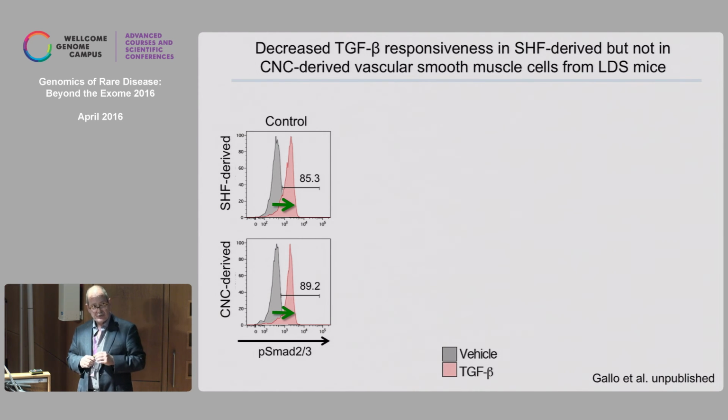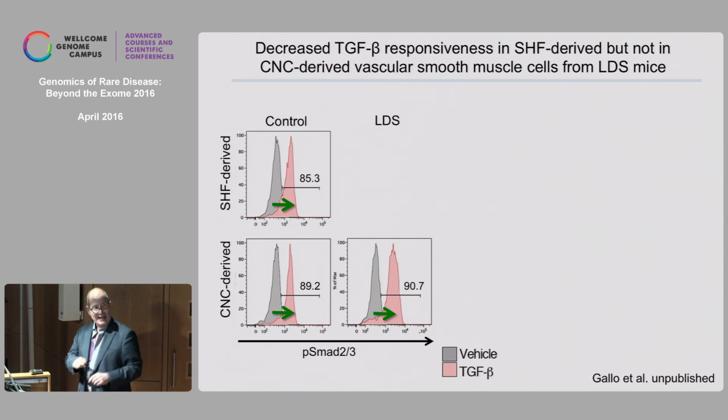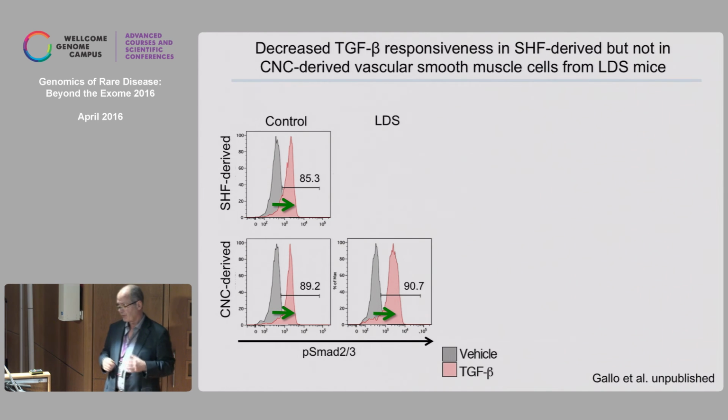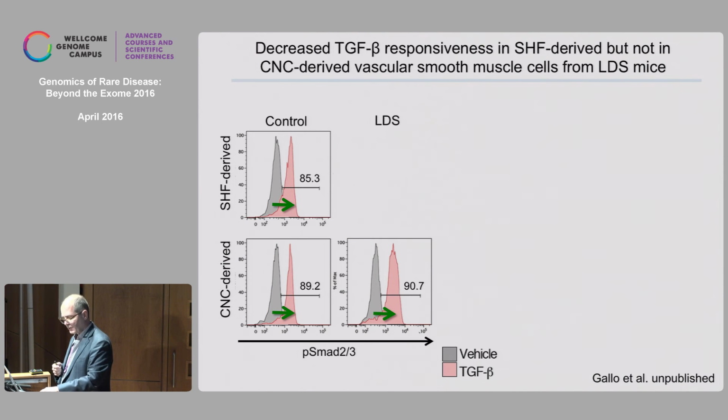In this experiment, she's using flow analysis to monitor for phosphorylation of SMAD2 and 3 in response to treatment with TGF-beta. And what you can see is in control cells, both lineages show a nice, robust response to TGF-beta with increased phospho-SMAD2 and 3. If we look at the cardiac neural crest-derived cells from Loeys-Dietz syndrome mice, you can see that there's still this very robust response. They essentially couldn't care less that they have a heterozygous loss-of-function mutation.